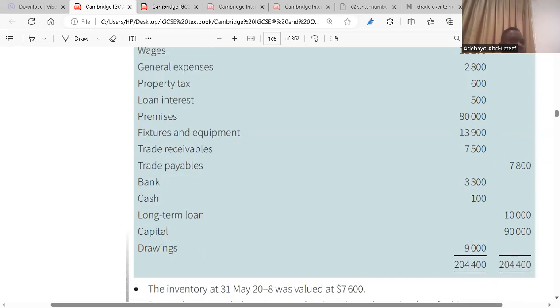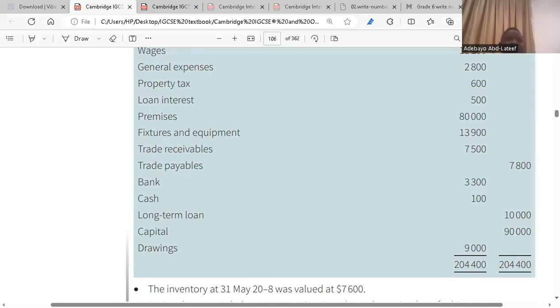Fixtures and equipment is an asset. Premises is an asset, it goes to your statement of financial position. Fixtures and equipment is an asset, it goes to your statement of financial position. Trade receivables, these are your credit customers. It's part of your assets. Are you with me? Yes.